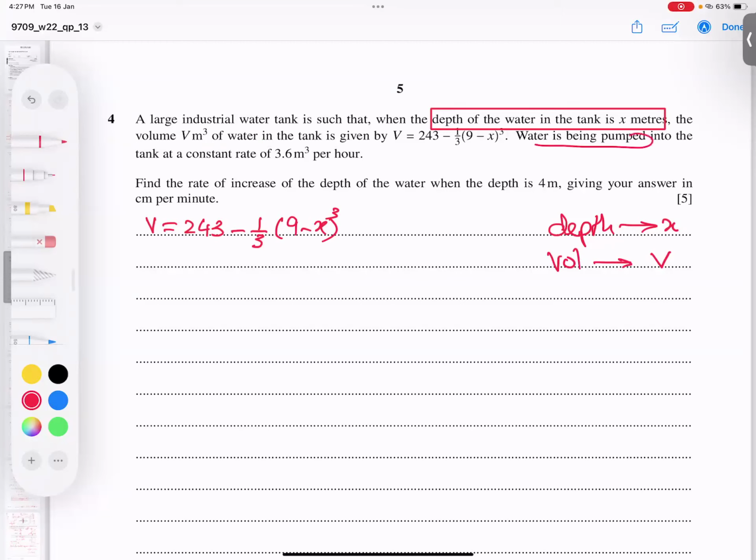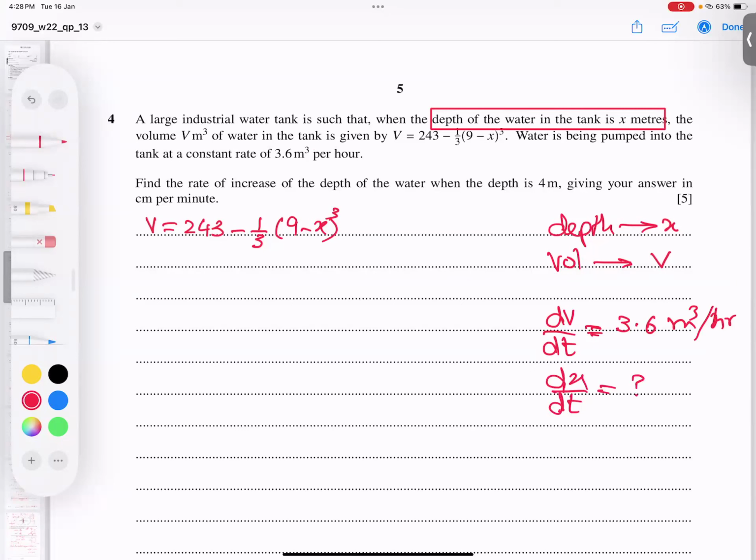Water is being pumped into the tank at a constant rate of 3.6 meter cube per hour. Sometimes if you are confused about which technique to use, the units will help you. Meter cube is always a unit of volume and hour is the time, so this is the value of dV by dt. So 3.6 meter cube per hour is given. And find the rate of increase of depth, so dx over dt is our target.